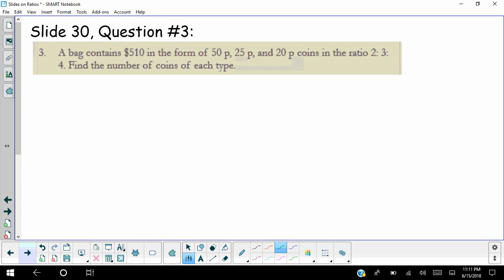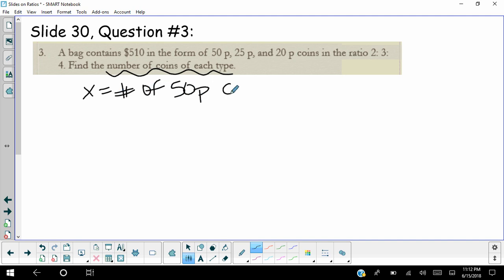Okay, next, this one is a word problem. And it took me a little bit to make sure I understood what your SI leader was meaning by all of these P's. But in looking at her work, here's a different way of kind of breaking that down and thinking about it. Number of coins of each type. So say that X is equal to the number of 50p coins, and really that's the number of 50-cent coins.